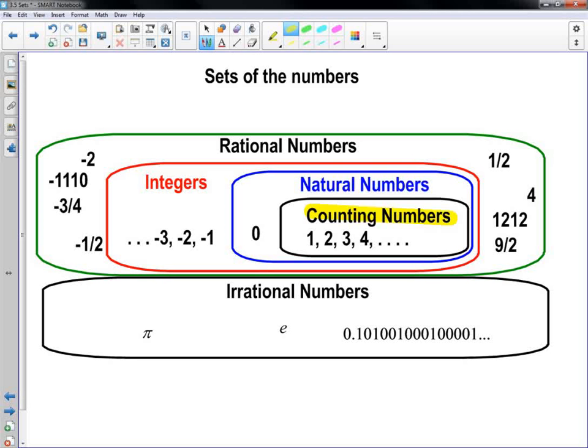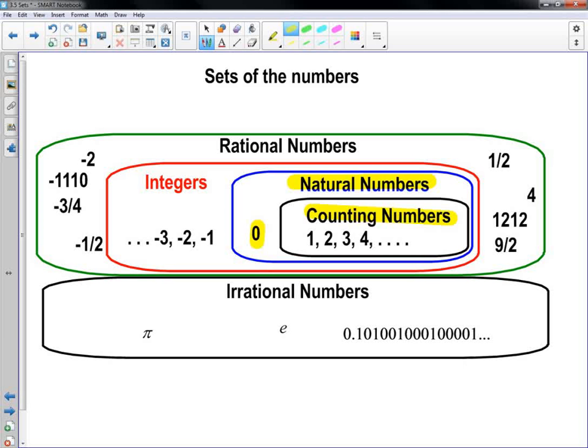After counting numbers, we add the number 0. That's called natural numbers. So natural numbers are 0, 1, 2, 3, 4, and keep on counting all the way up until you get to infinity. So then we have natural numbers, which are 0 and the counting numbers.